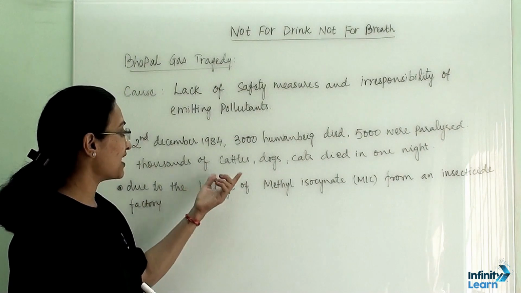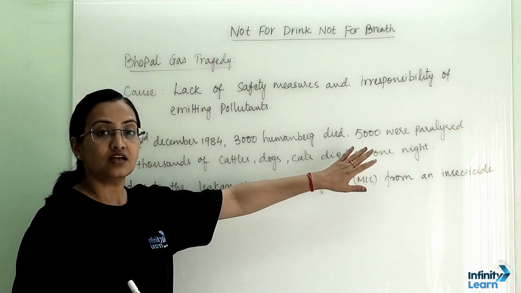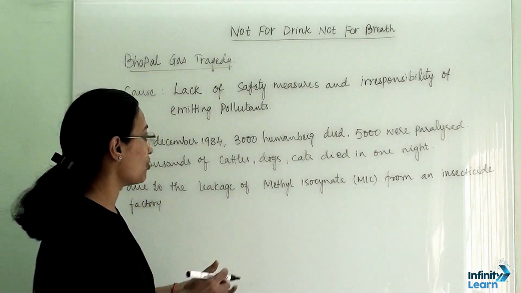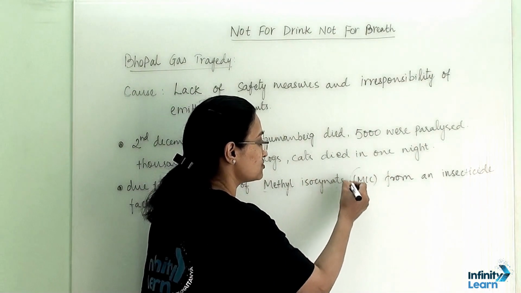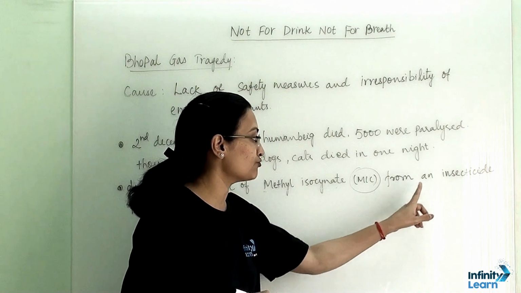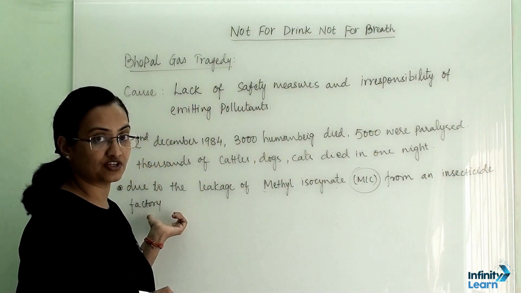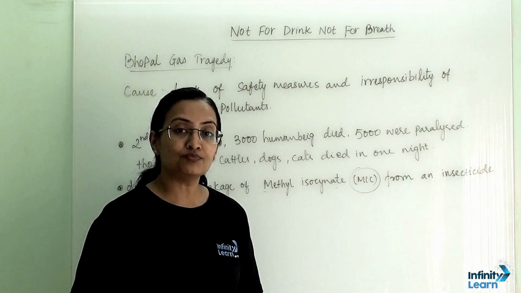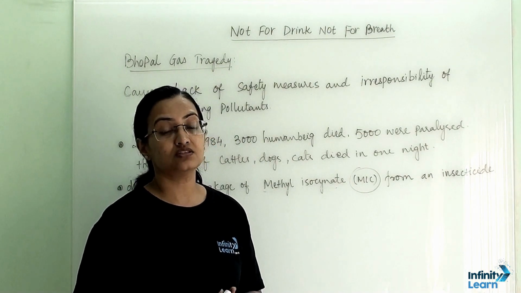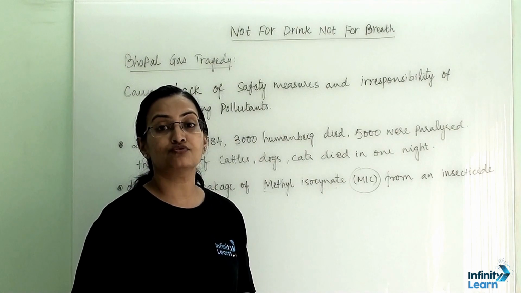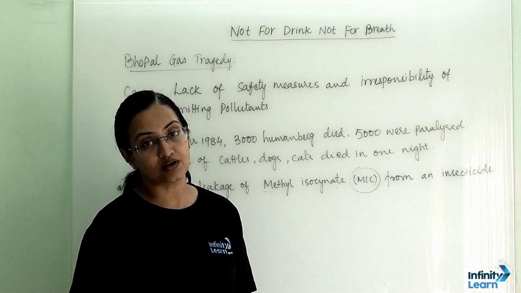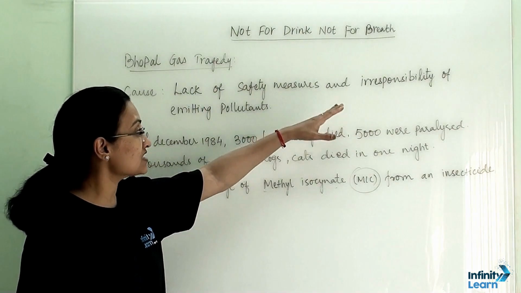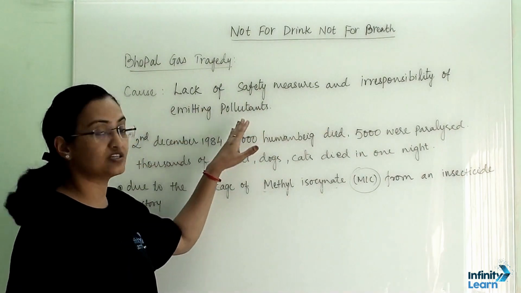Whereas thousands of cattle, dogs and cats died in just one night. This happened due to the leakage of methyl isocyanate, also termed MIC, from an insecticide factory. So the leakage of methyl isocyanate caused this tragedy, in which thousands of human beings were killed in just one night. And this happened because of the lack of safety measures and irresponsibility in emitting pollutants.